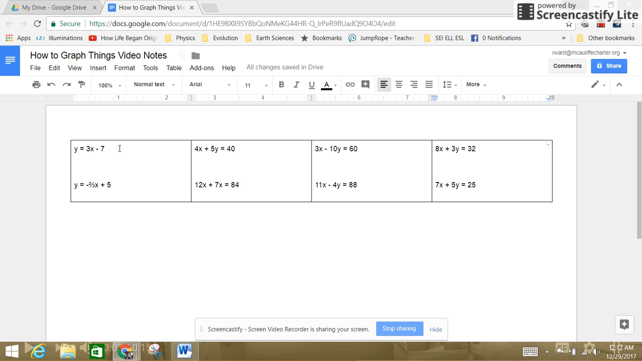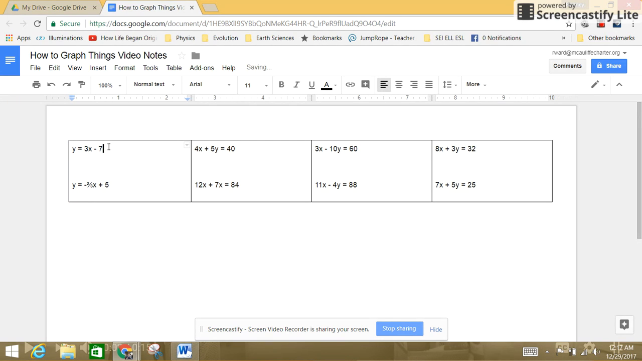Several of you have expressed some concerns about how to graph things. So I'm creating a series of videos about how to graph line equations. I'm going to start off with some very straightforward slope-intercept form equations. Slope-intercept form is in this form here.